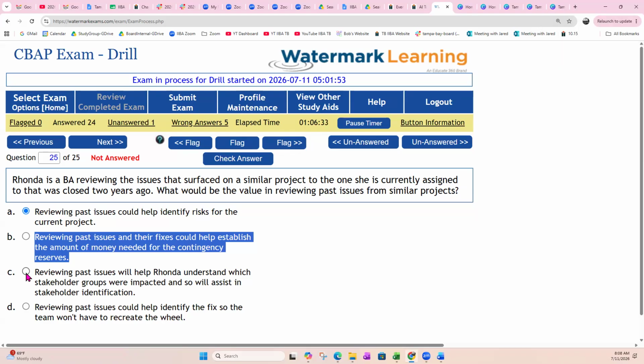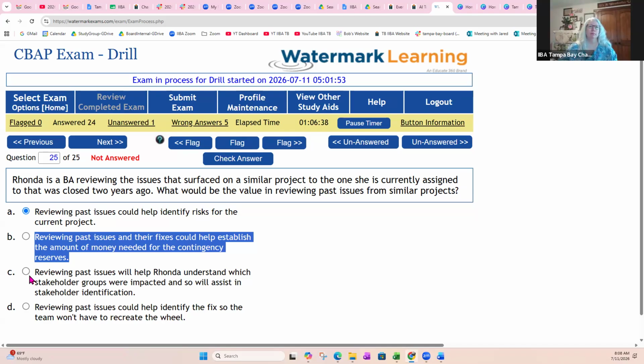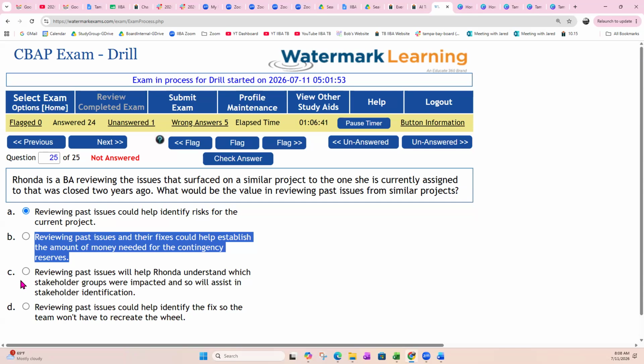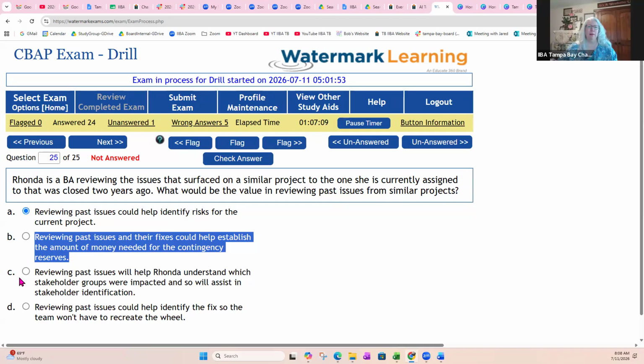It's the lessons learned type of phase, understanding past issues actually helps us identify the risks for the current project. I was also divided a bit with C as well, but I don't feel like I see how it will help us with stakeholder identification. Okay.